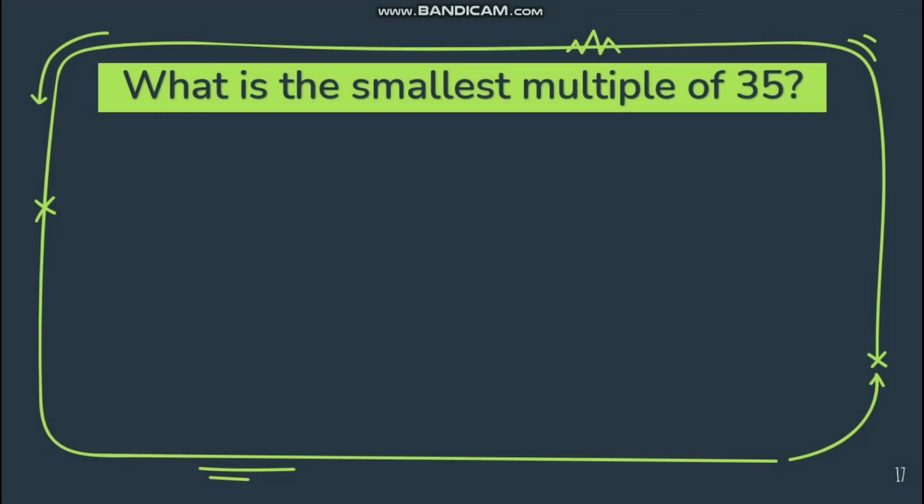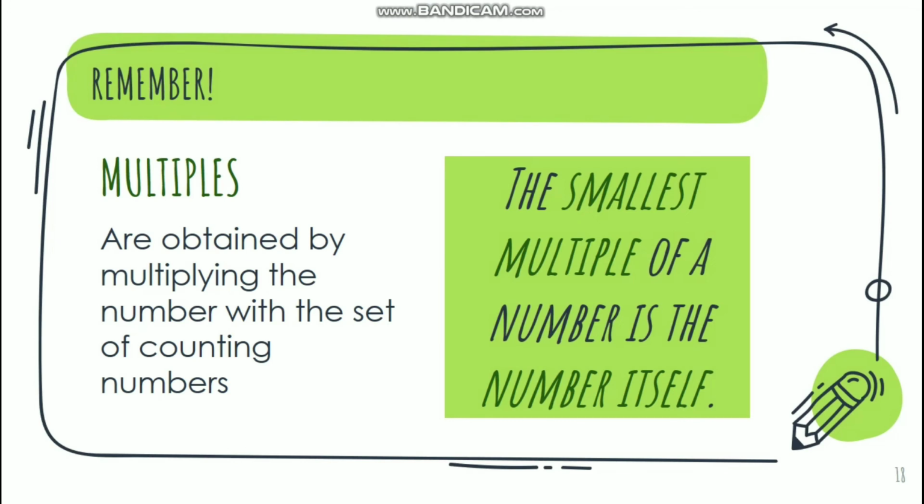Okay, next, what is the smallest multiple of 35? Okay, remember, the smallest multiple of a number is the number itself. So it's 35. Okay, so I hope that you learned our lesson for today, which is all about multiples. Again, remember, multiples are obtained by multiplying the number with a set of counting numbers, and the smallest multiple of a number is the number itself. And you should always remember that multiples of a number are never ending. Okay, it has no end.